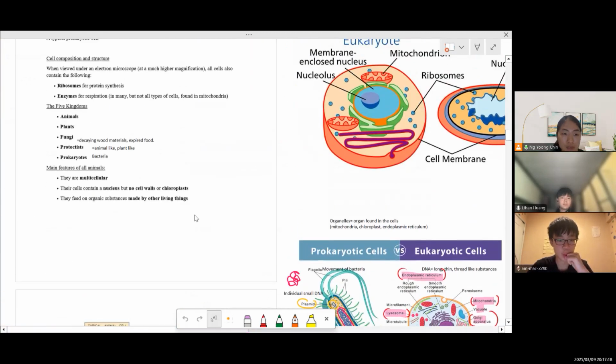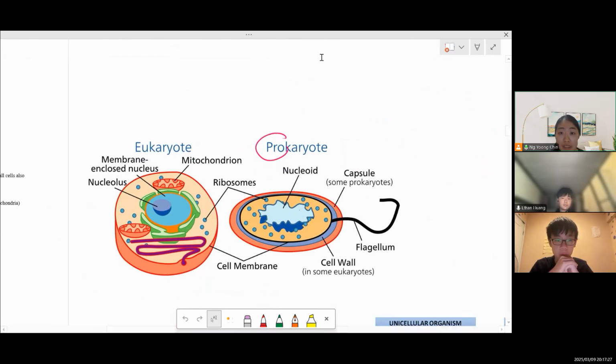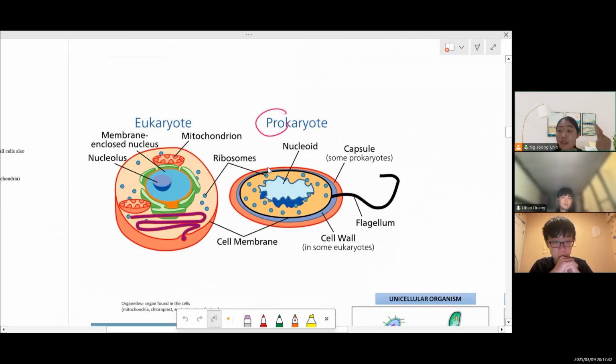So last week, we talked about the two types of cell, right? One is prokaryote, one is eukaryote. I hope you know clearly the difference between prokaryote and eukaryote. The two major differences in structure: eukaryote contains the nucleus, but prokaryote doesn't have a nucleus. But the similarity is that both of them have ribosome, just that in the prokaryote the ribosome is much smaller.